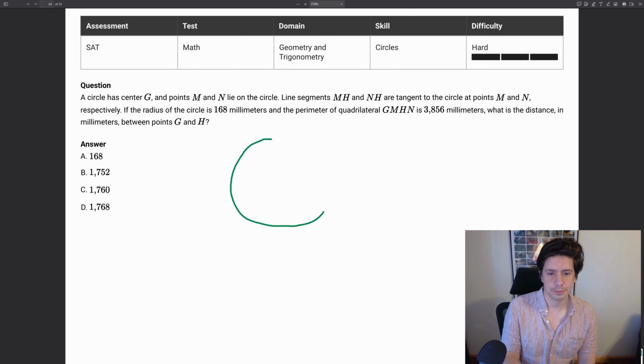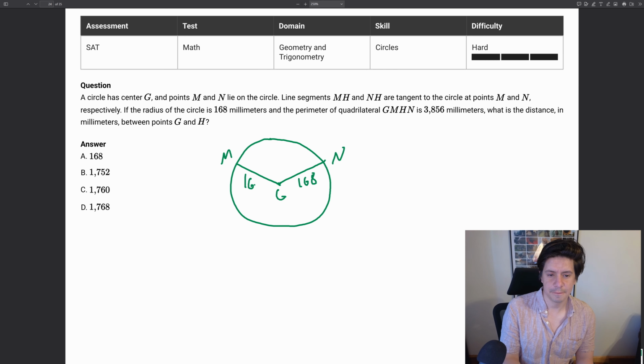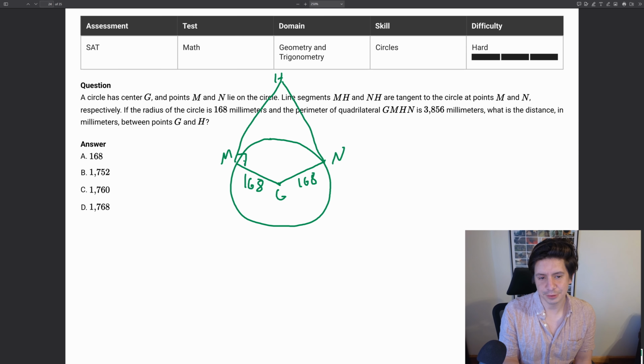So now let's go here, and then we have this. We have G. Let's say this is M, and then let's say this is N. This is 168. This is 168. Then we have, let's say, H up here, and the perimeter is 3,856. Now, these are right angles. You can't tell, but they are. And this is what we're looking for, right? And that's going to be the hypotenuse.